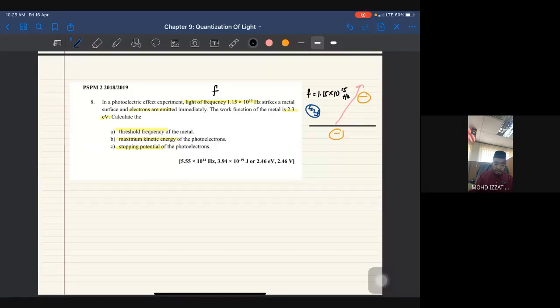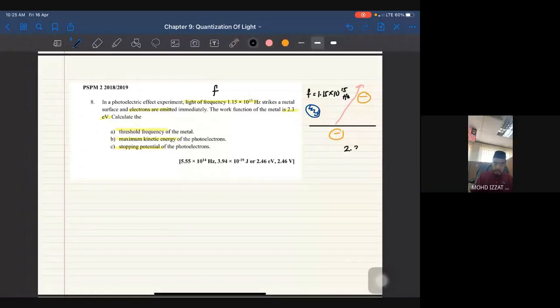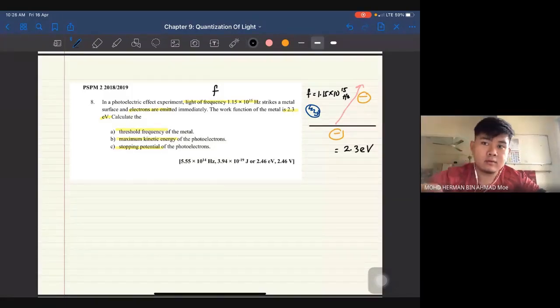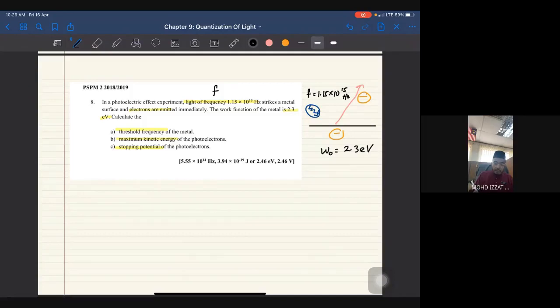Okay, and then they did give you the work function as well. Where is the work function? Below or above? Below, sir. Okay, below, at the metal. So correct. So below here is the metal. You just write it over here. What is the symbol for work function? W naught. Okay, W not. So you already have W naught and F.